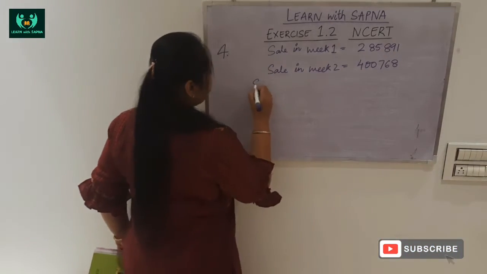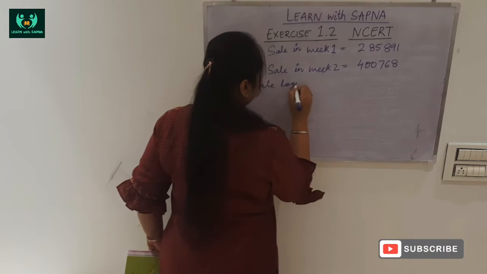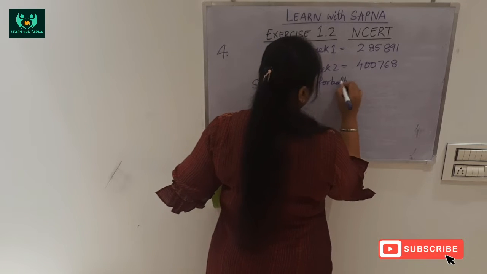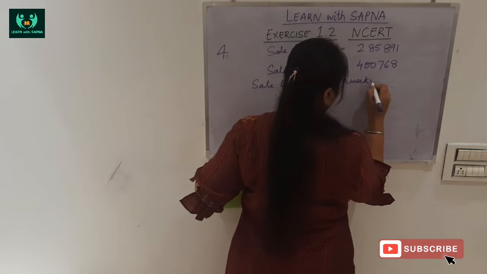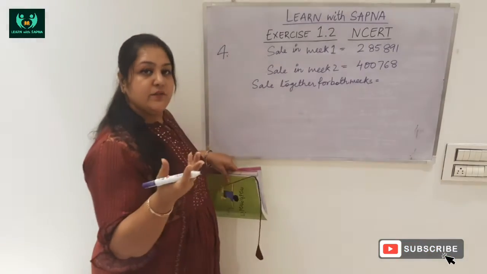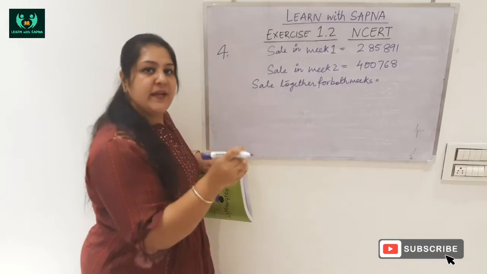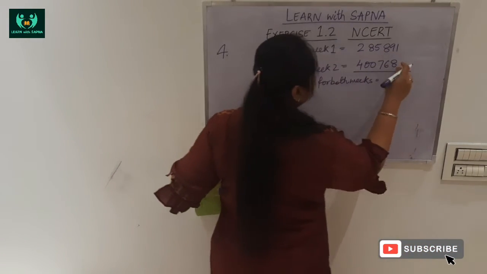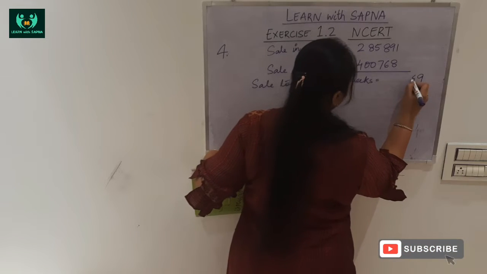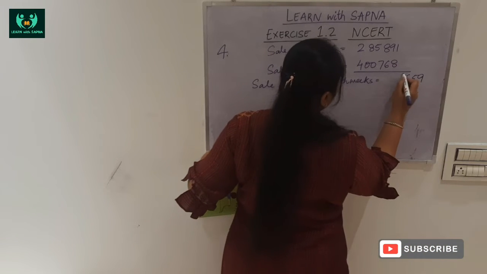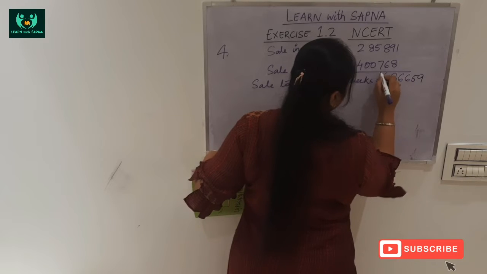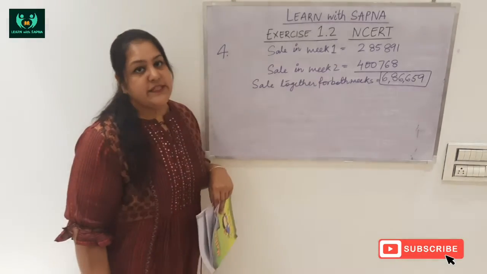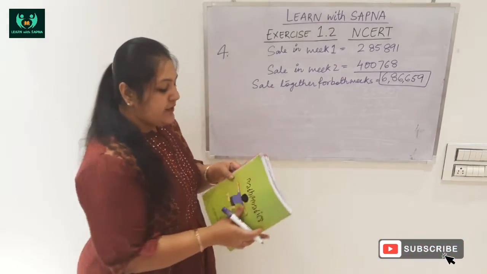Now in the first part of the question they are asking how much was the sale for the 2 weeks together. Sale together for both weeks is what? The total sale. Right? What do we mean by sale together for both weeks? Week 1 में जितनी sale हुई है plus week 2 में जितनी sale हुई है. So this plus this. Simple addition कर देंगे. So 6,86,659. This was the total sale together for the 2 weeks.